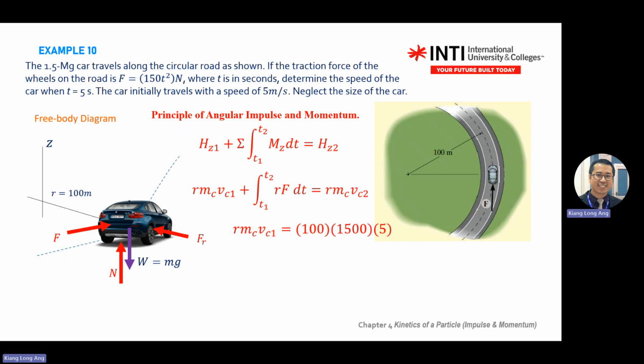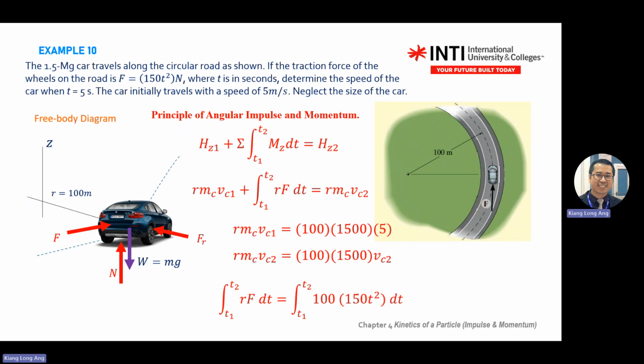Okay, it tells you the velocity, 5 meters per second. Okay, same, you repeat the same for the second one. R, M, V2. So R same, 100, M same, velocity we don't know. So when we don't know, we just put back the unknown. Okay, then the impulse also same.